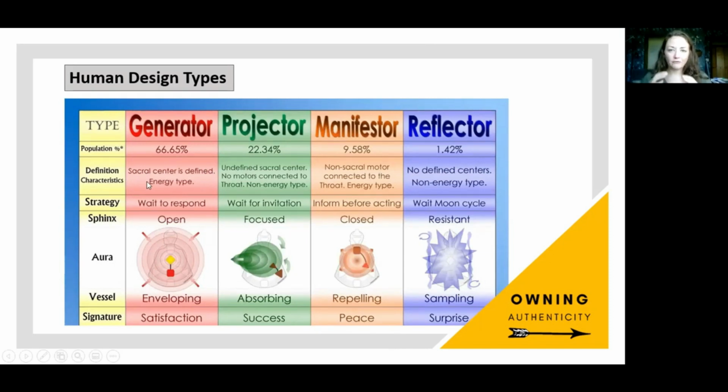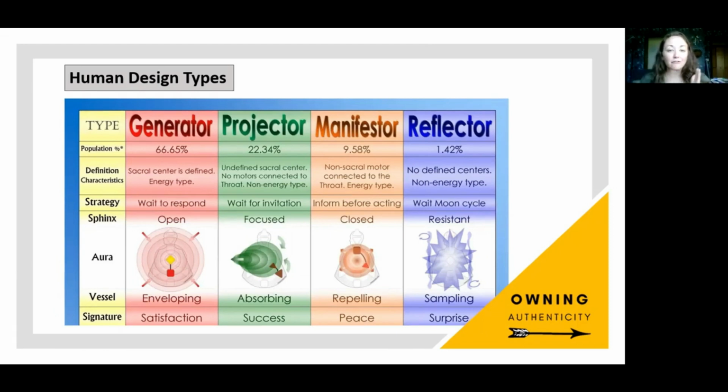So if you have your sacral center defined, meaning it's colored in on your chart, and we're going to cover which one's the sacral, just know it's this little red one, the second square from the bottom. If that's defined, then you're a generator. That's what makes you a generator. And if your throat is also defined, that's what makes you a manifesting generator. So just plain generators have a sacral defined and not the throat.